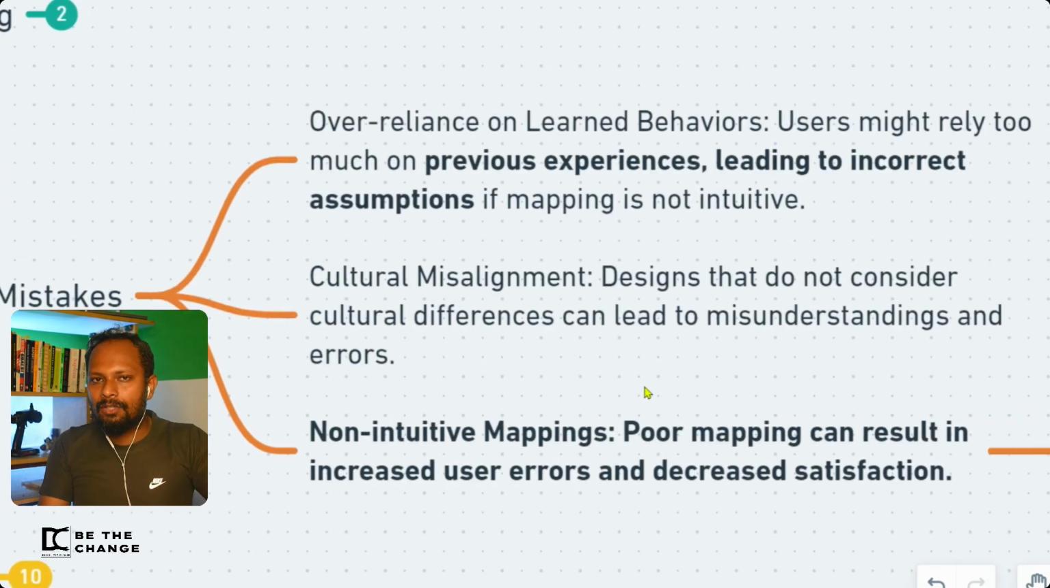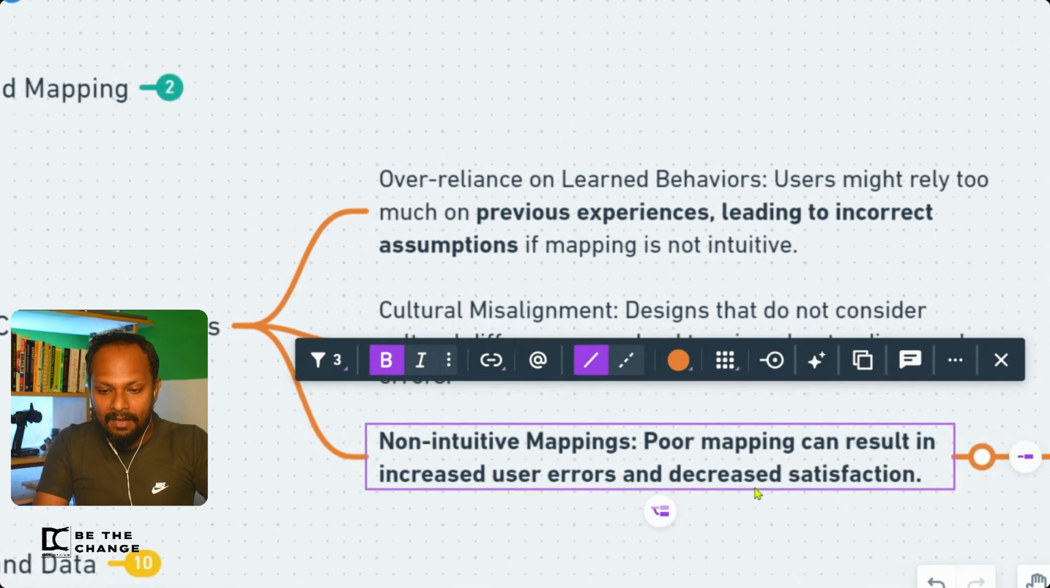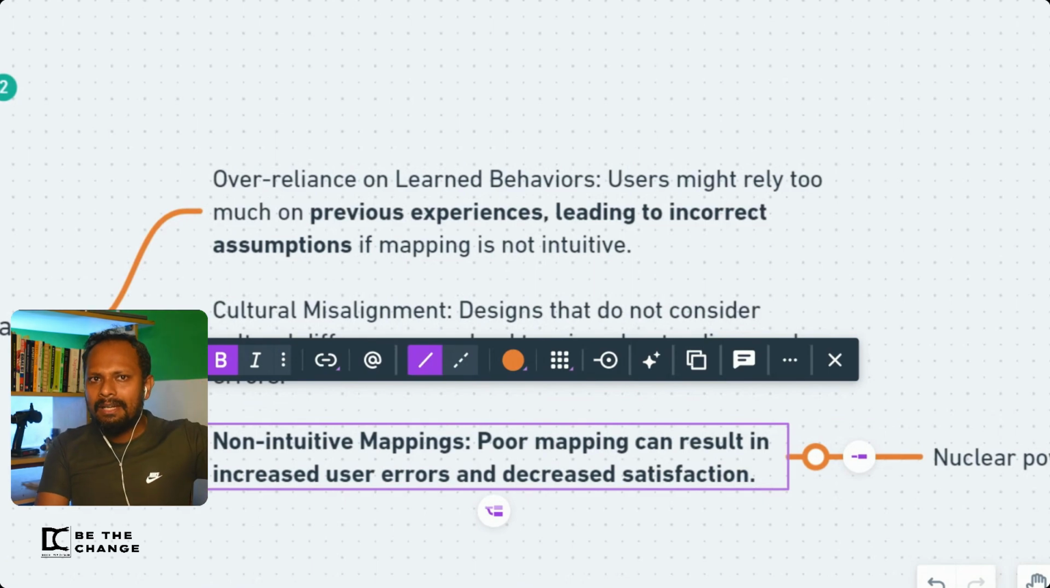People have an over-reliance on certain habits, guys. They have a cultural misalignment. Sometimes non-intuitive, poor mapping can also increase errors and dissatisfaction. So the user already has that habit pattern. Your responsibility as a designer is to break that and create a new pattern, or maybe create a similar pattern which they already know. If it's an Indian road, people know the left side is for the way forward.